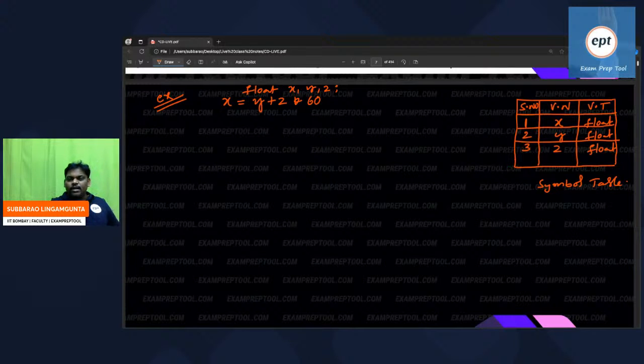Symbol table. This is called symbol table. Now, one more thing I want to ask you. Can anyone help me now? Symbol table came because of declaration or not?